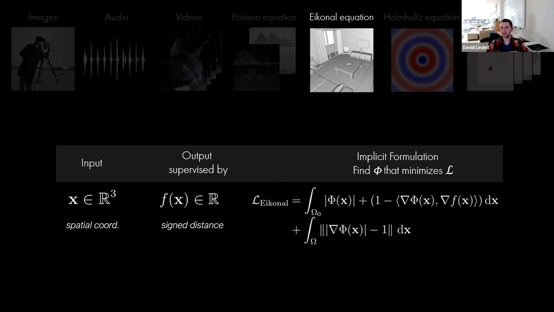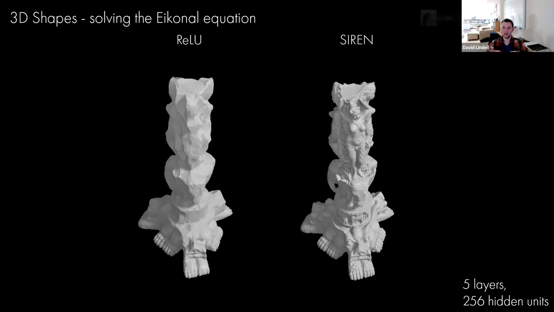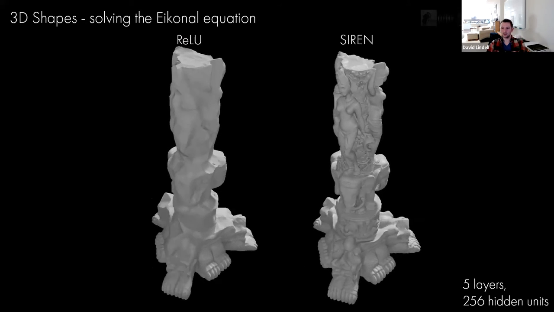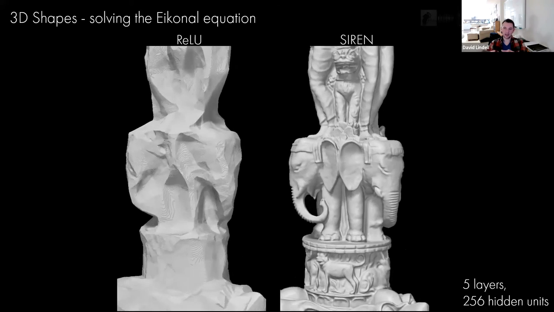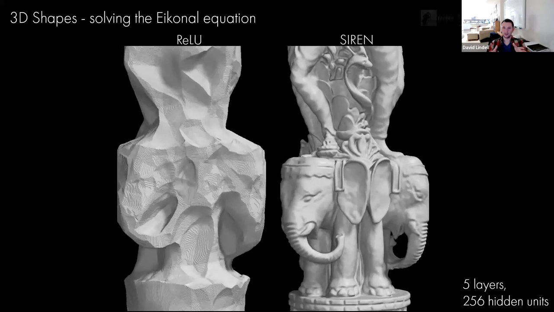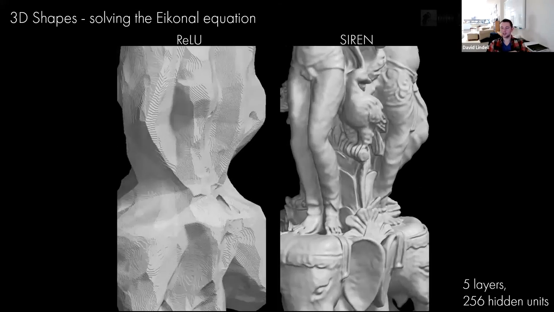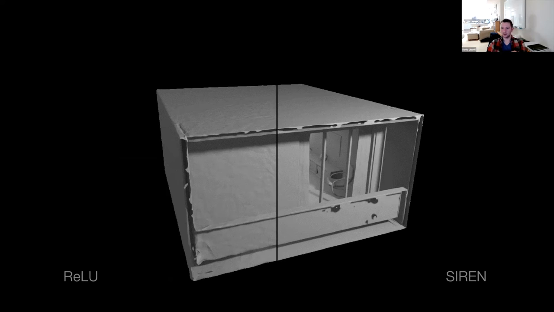And so this is just a differential equation that we can use to parameterize 3D geometry. And so we can fit the network to represent 3D geometry. And in this particular instance, this very detailed Thai statue. And if we fit the network to this shape and then we extract the output as a mesh and visualize it, what you see on the left is fitting this shape with a ReLU architecture, and on the right is with SIREN. And it's pretty clear that we can capture significantly higher details, significantly higher frequency details with the SIREN architecture.